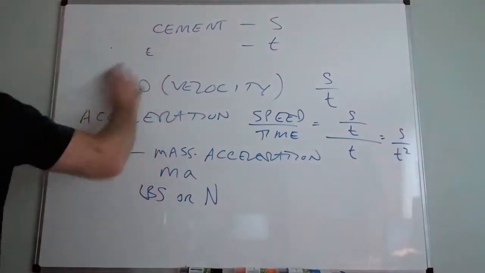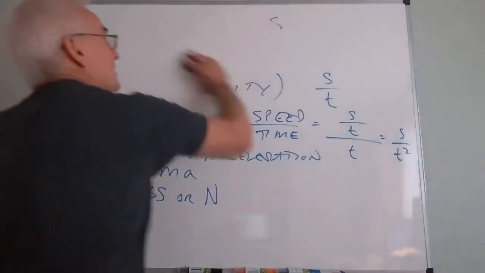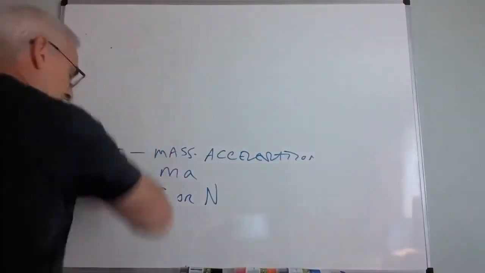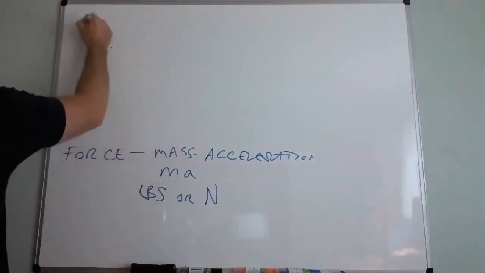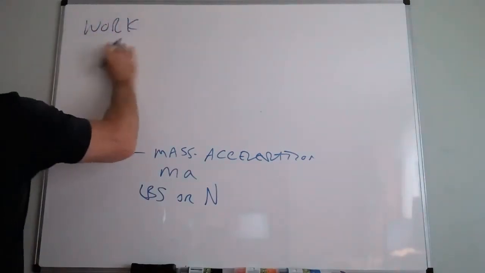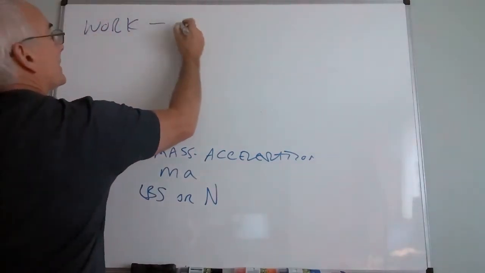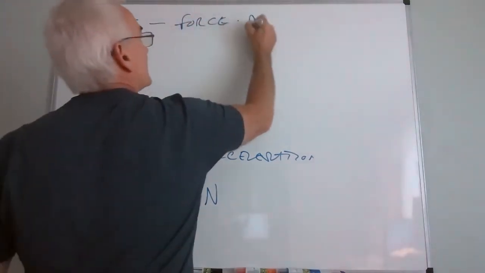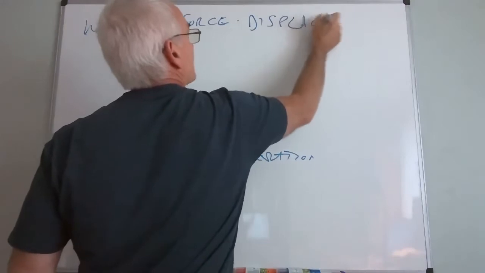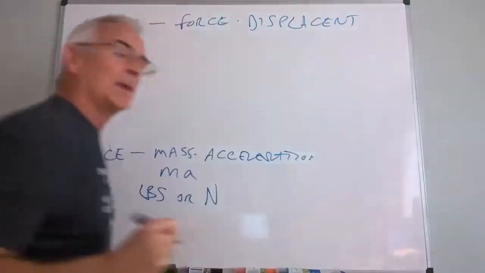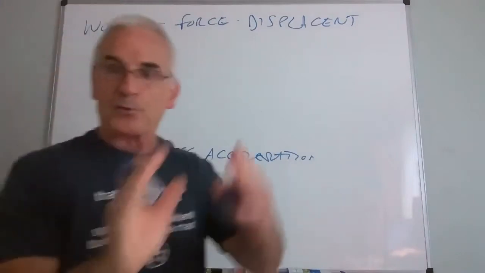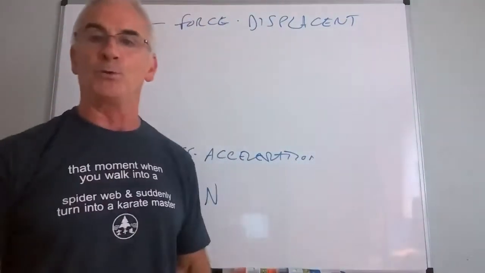Now, what if I want to move something and I want to measure the movement in addition? Now, this is what is called work. Work, the simplest version of work, is force multiplied by displacement. Okay, so it would be your pounds multiplied by your feet that you moved it.